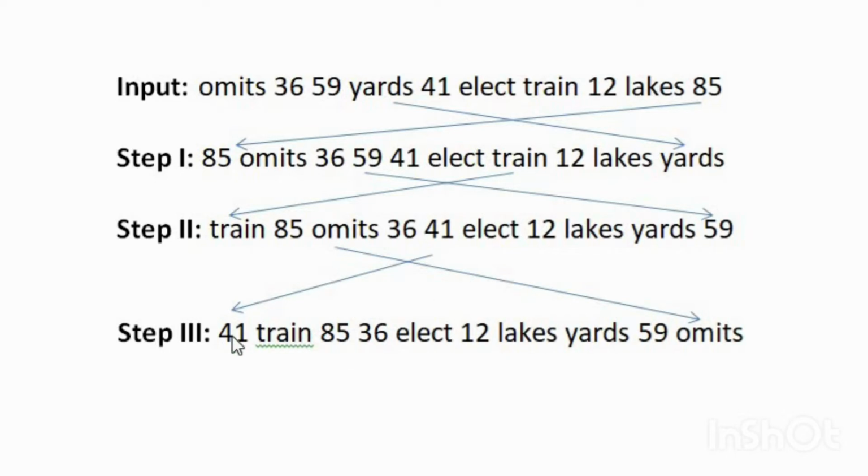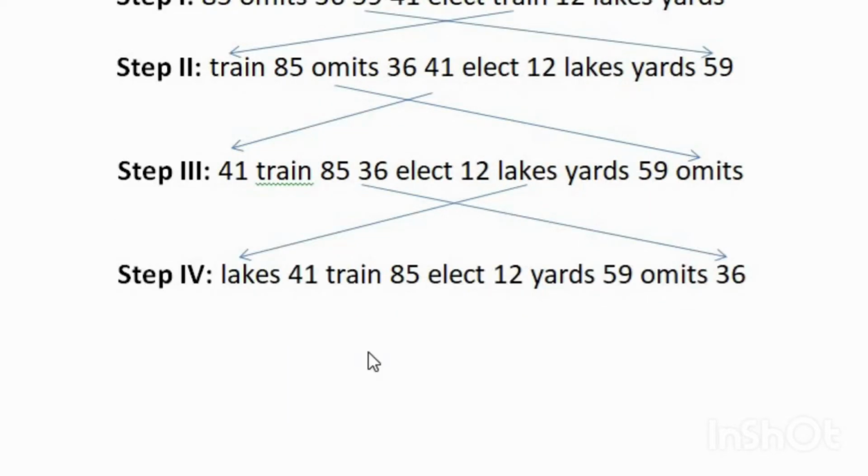Like this, right? 41 on the LHS and omits on the RHS. Then what would be the step number 4? Which word will come on the LHS? The word lakes will come on the LHS, and the next number would be 36 on the RHS, right? Like this. Now what would be step number 5?